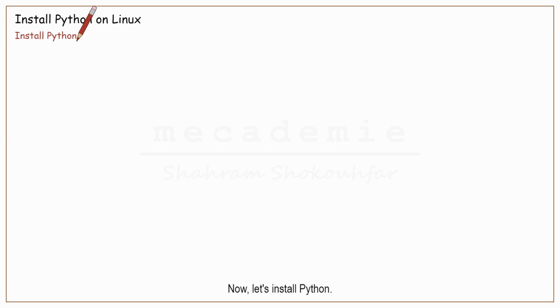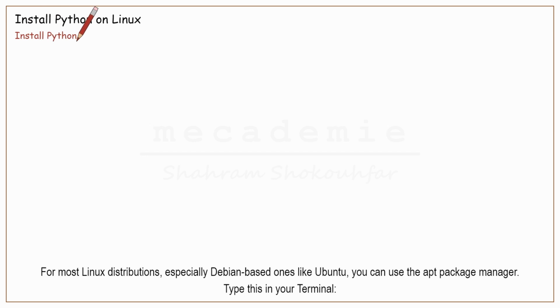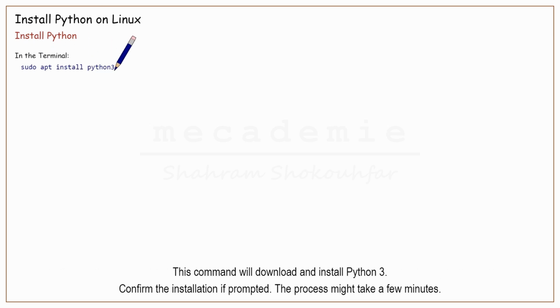Now let's install Python. For most Linux distributions, especially Debian-based ones like Ubuntu, you can use the apt package manager. Type this in your terminal. This command will download and install Python 3. Confirm the installation if prompted. The process might take a few minutes.